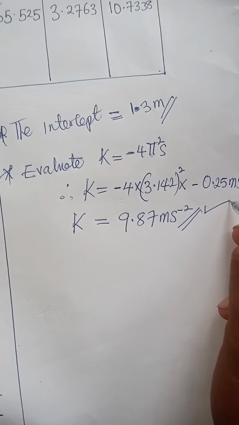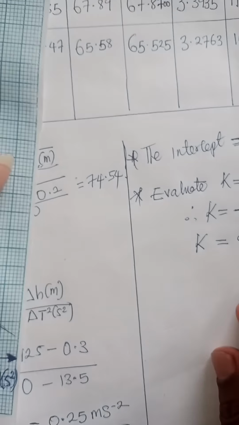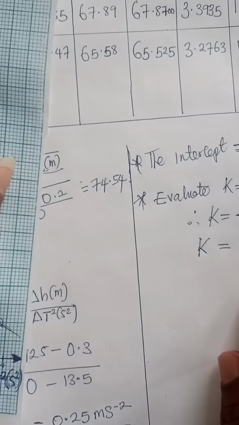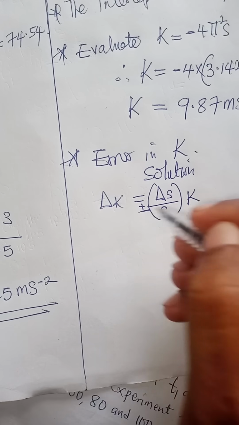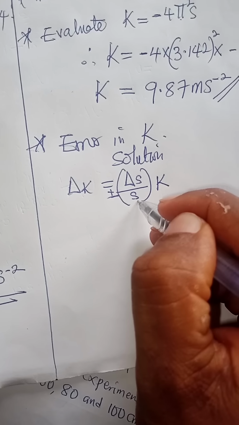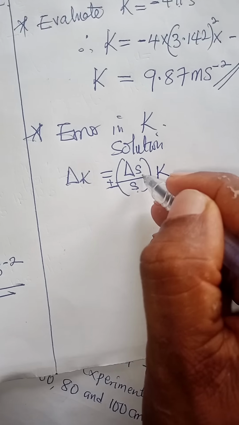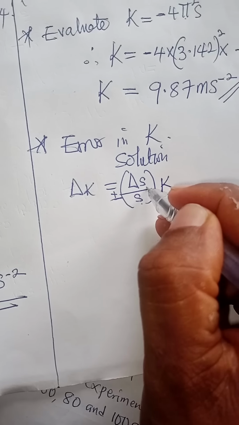This is my k. So the next question says we should find the error in k. Use this solution: error in k is equal to error in slope all over slope, multiplied by k, then always put plus or minus. Now, we already know our slope and we know our k, but we don't know our error in slope.